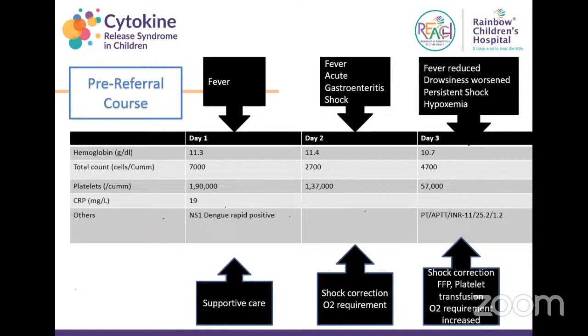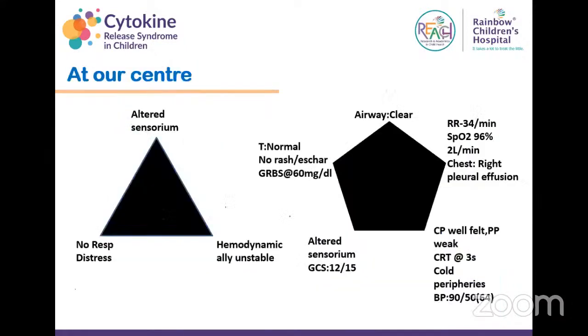And he was noticed to have shock requiring multiple fluid boluses. And labs at this point showed leukopenia with a downward trending platelet. On day 3, although developing altered sensorium, his shock was persistent, requiring fluid boluses and also blood products, and his oxygen requirement had gone up. Labs had shown a drop in platelets to 57,000, and in combination with all the above factors, he was referred to our unit for further management.